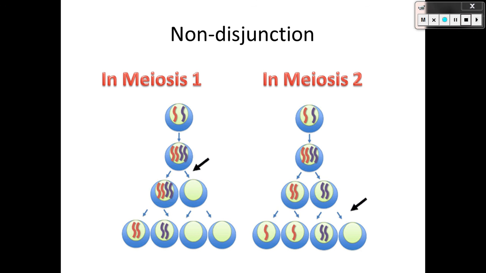So here is the picture again that I showed you with meiosis 1 versus meiosis 2. And yes, there are two phases of meiosis, I should say. So that's something that we will look forward to later, but I just wanted to re-show you non-disjunction and what I mean by that.